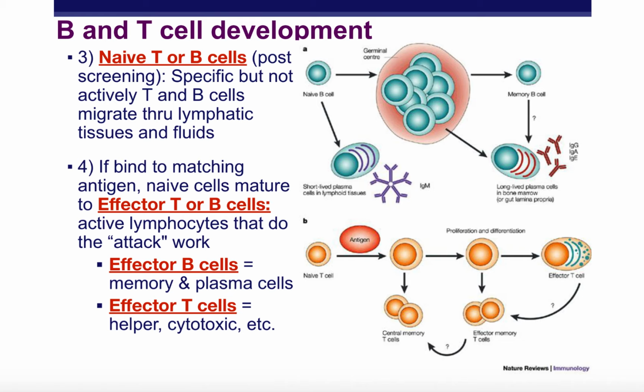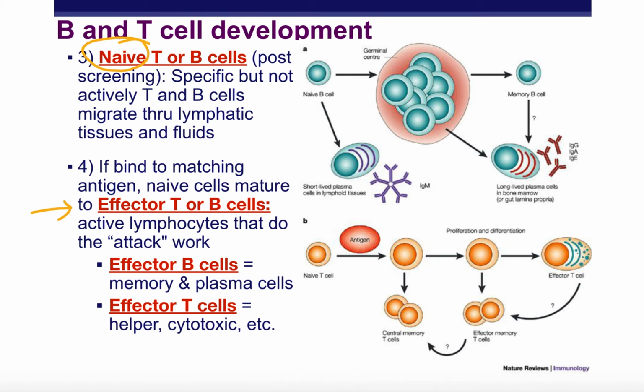Now, once you screen out the dangerous B cells and T cells, you now have what's called naive T cells and B cells. So these are the T cells and B cells that are naturally patrolling your body, and they go through your lymphatic tissues. When they activate through binding an antigen, so they're like, oh, this pathogen is in the body, that's when they're going to quickly convert to what's called effector B and T cells.